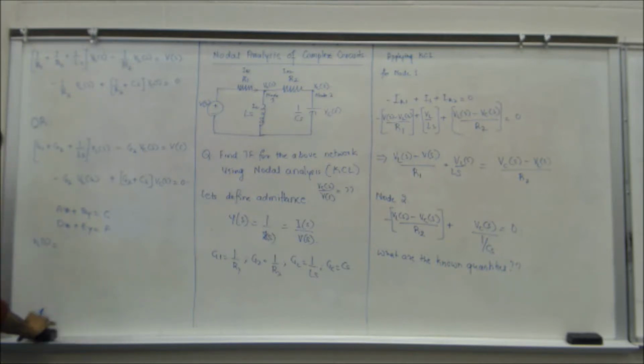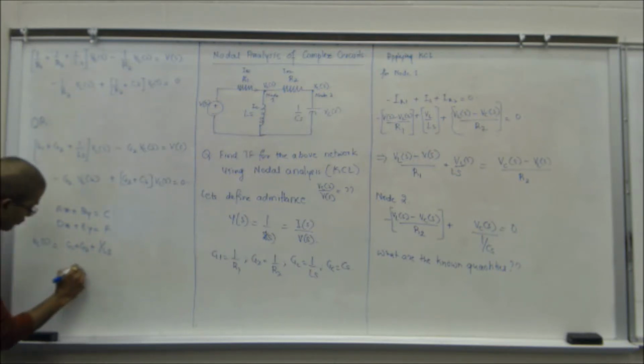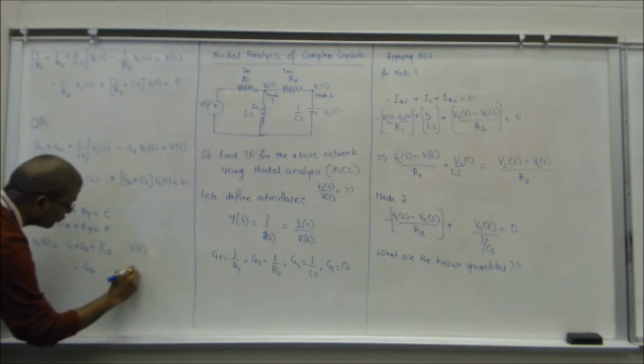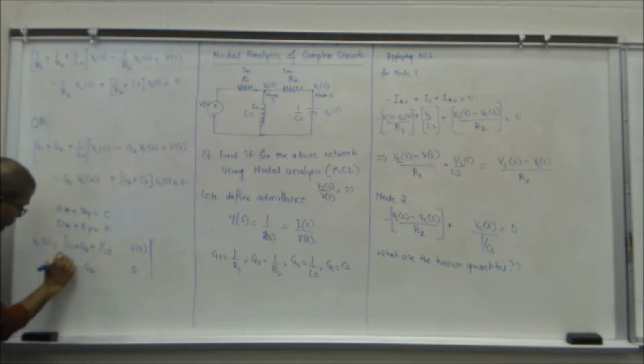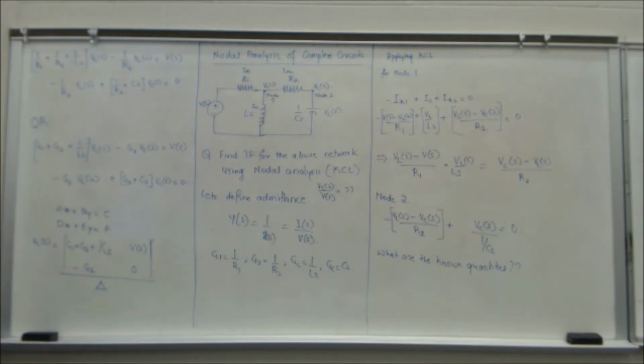So VC of S would be G1 plus G2 plus 1 over L S, minus G2, V of S, 0, over delta. Correct? So now what have you done? You've eliminated VL of S. Do you see? You have eliminated VL of S.